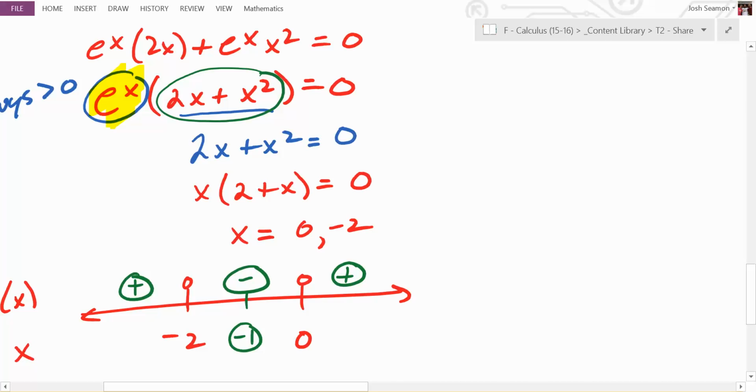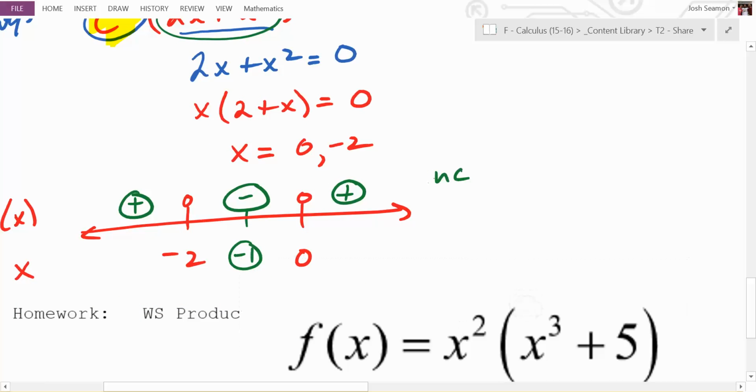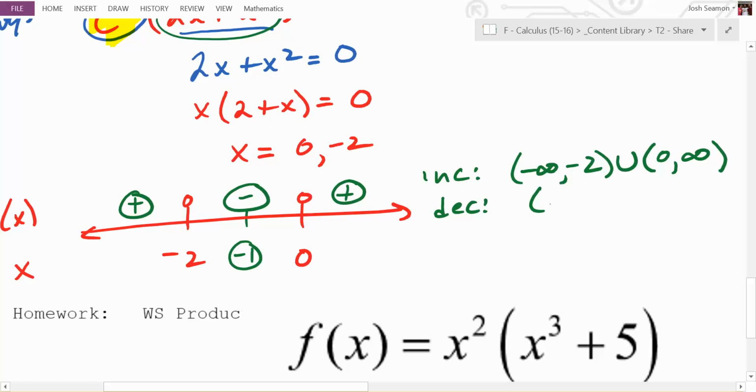So where is it increasing? Negative infinity all the way to -2, union 0 to infinity. Yes, that's where it's increasing. Where is it decreasing? -2 to 0. Do I use hard brackets or soft brackets? Soft. You use soft brackets because what's happening at -2 and 0? It's not increasing or decreasing.